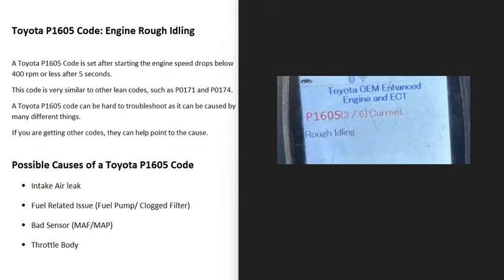So today I'm talking about a Toyota with the P1605 code, what it is and how you go about fixing it. And so what is a Toyota P1605 code? Well, it's engine rough idle. And what does this mean? Well, basically the engine's not running correctly.